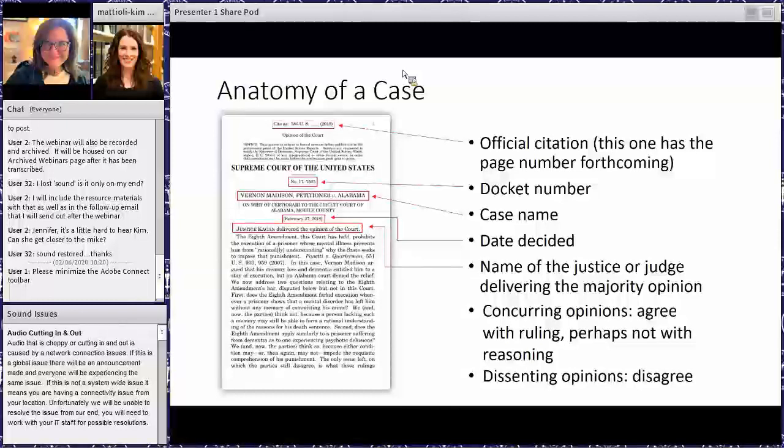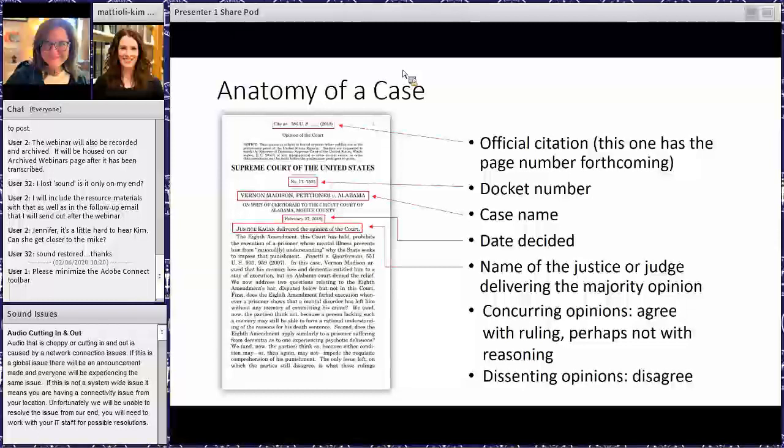And the situation with concurring opinions is often that a judge agrees with the ruling, but not with the reasoning. And so they want to write and make their opinion clear on, like, yes, I agree with the outcome of this case, but whoever wrote the majority opinion was wrong about this, and here's why.